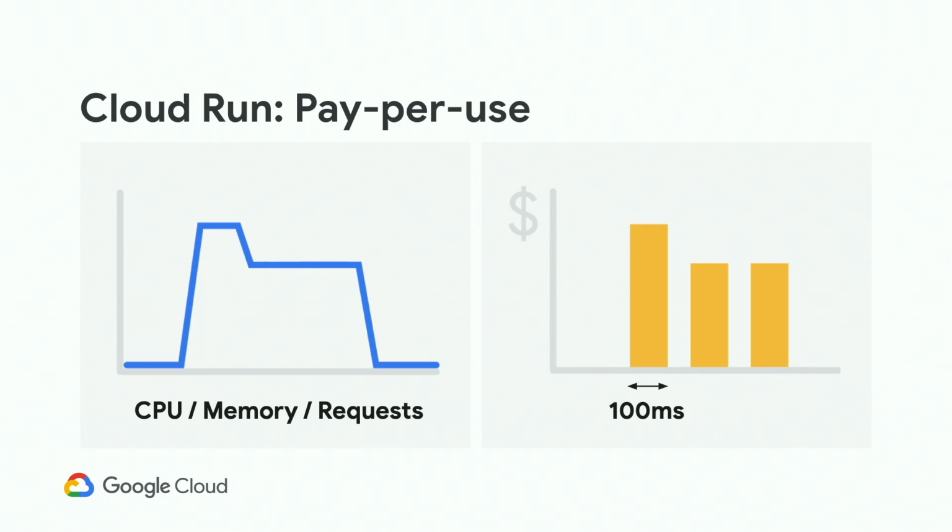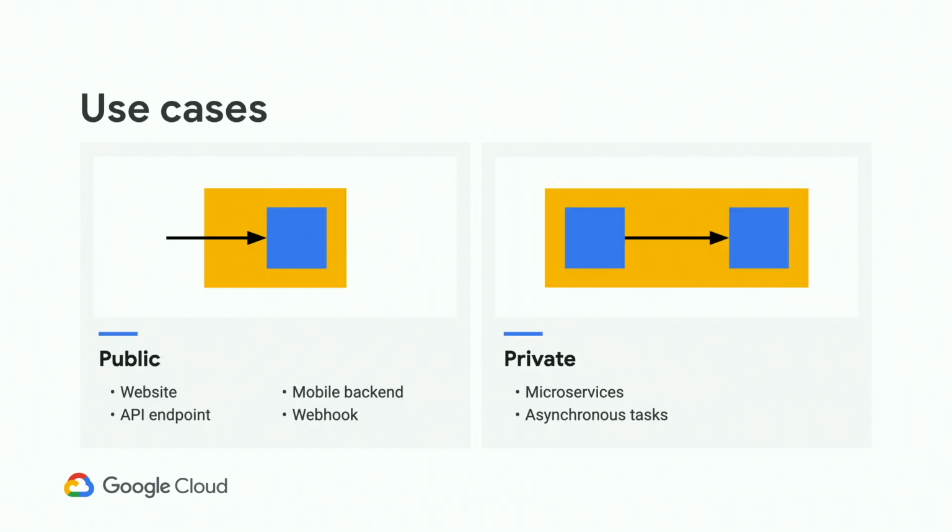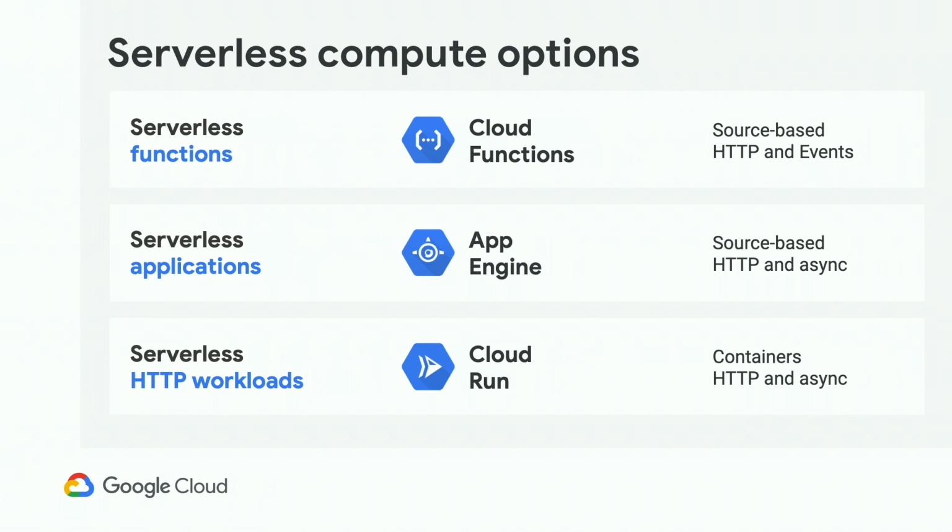There are some features you can use. You only pay for what you use, and the granularity can be nearly 100 milliseconds. And in some cases, you can put it up as a public website, or you can use it as a private microservice infrastructure. How do you compare between these options?